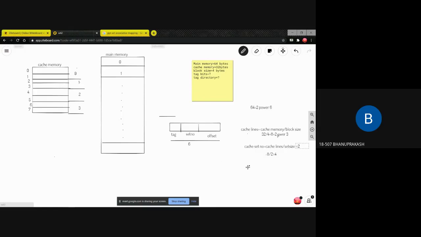Now we are going to find the set number bits. 4 is written as 2 power 2, so the set number is 2 bits. And the offset: the block is 4 bytes, that is 2 power 2, so offset equals 2 bits. Let us consider the tag as x. So x plus 2 plus 2 equals 6, so by this we can find the tag.